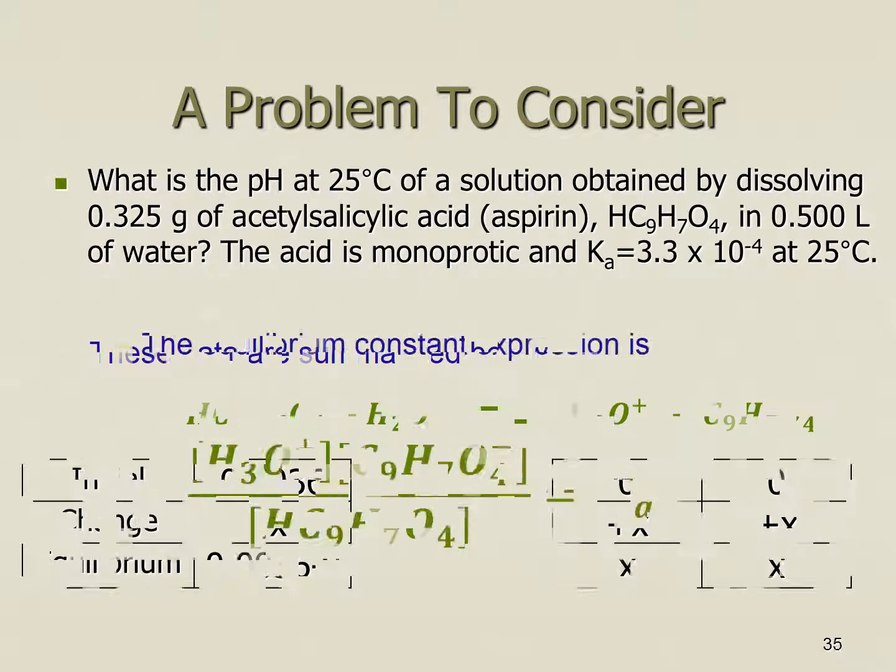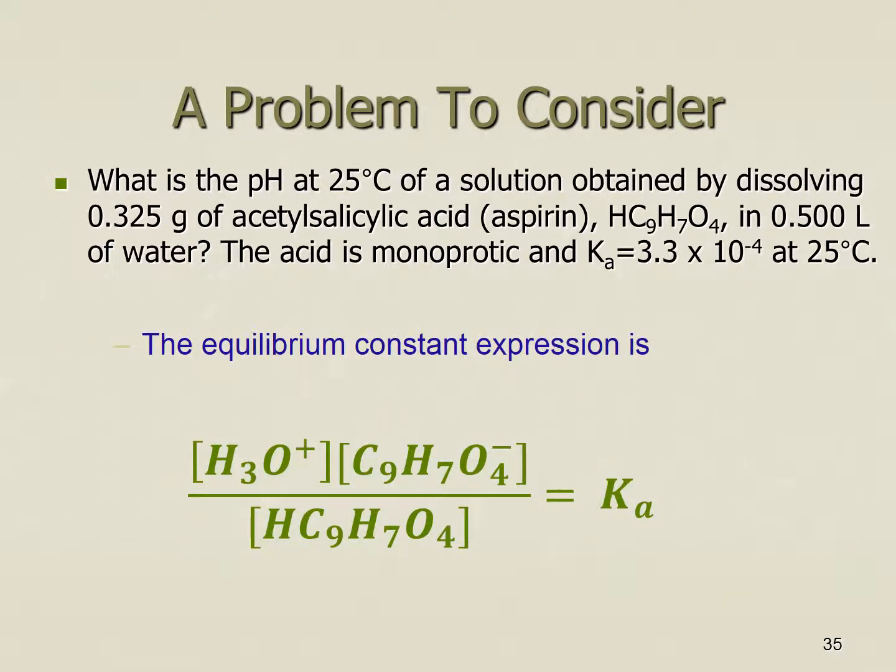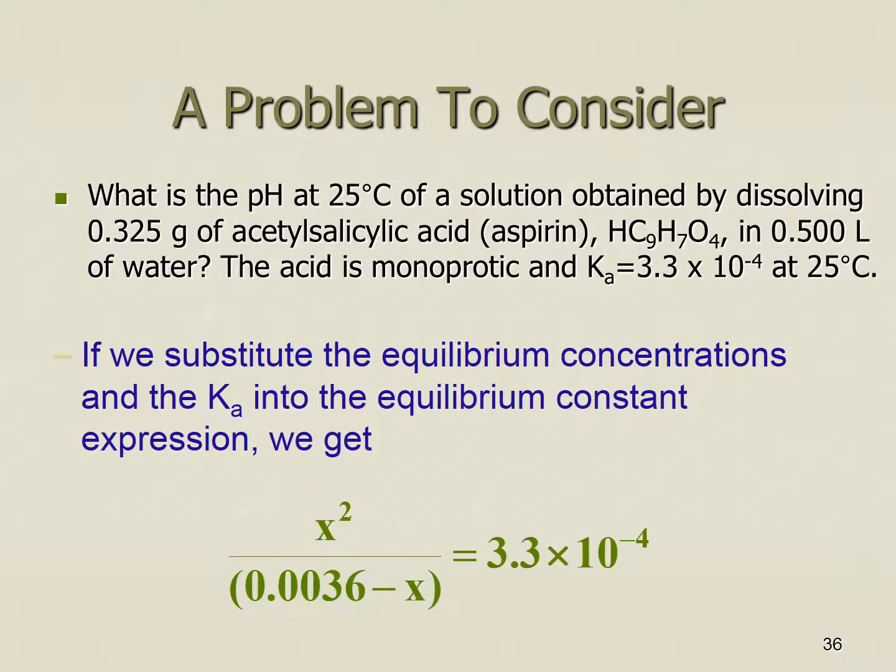So we can plug these into our equilibrium expression: H3O plus times C9H7O4 negative over HC9H7O4 equals Ka. We know what Ka is, 3.3 times 10 to the minus 4th, so we plug in our values. And then here's our expression: X squared over 0.0036 minus X equals 3.3 times 10 to the minus 4th.